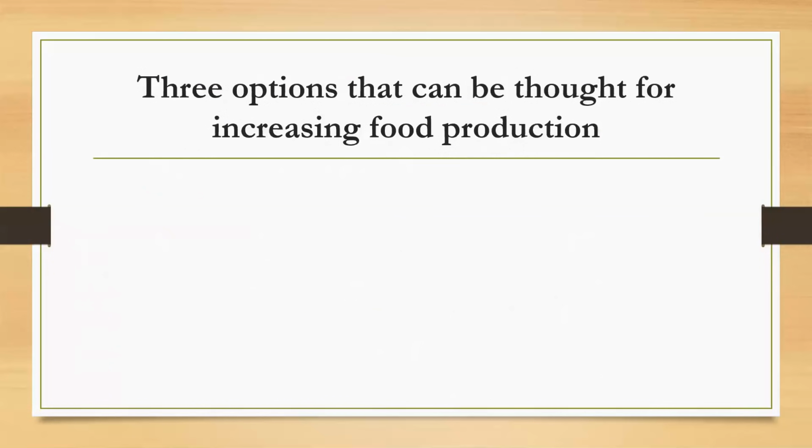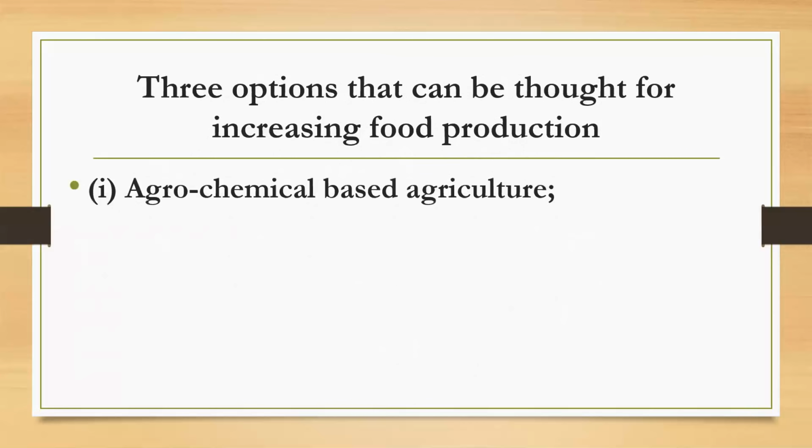But before knowing about the application of biotechnology in agriculture, let us see three important options that can be thought of for increasing food production, nothing but the three important types of agricultural practices. The first one is called agrochemical based agriculture.